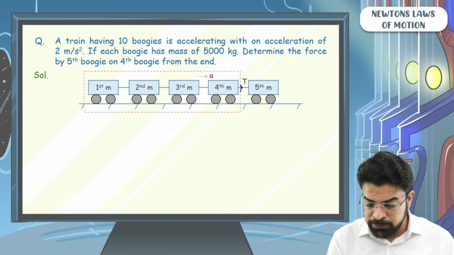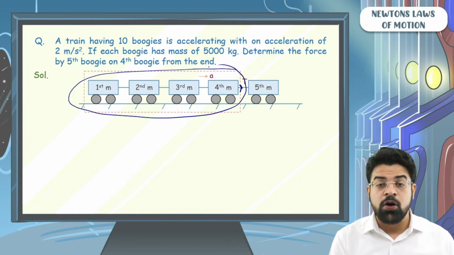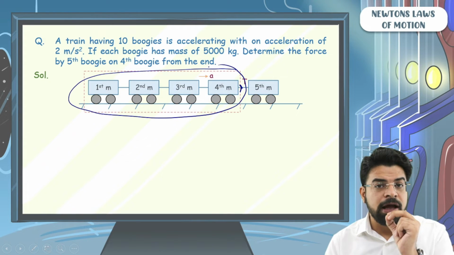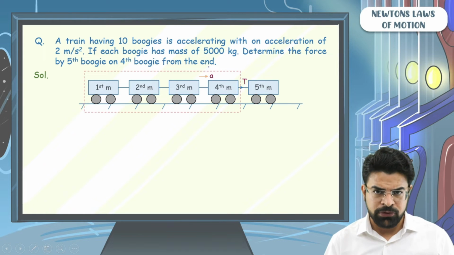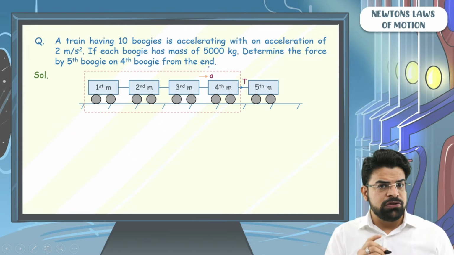So the force applied by the fifth bogie from the end will be responsible for the acceleration of this 4m mass. So how much force must the fifth bogie from the end be applying on the fourth bogie from the end? This is a simple question. You will say the net external force in the direction of acceleration equals mass into acceleration.